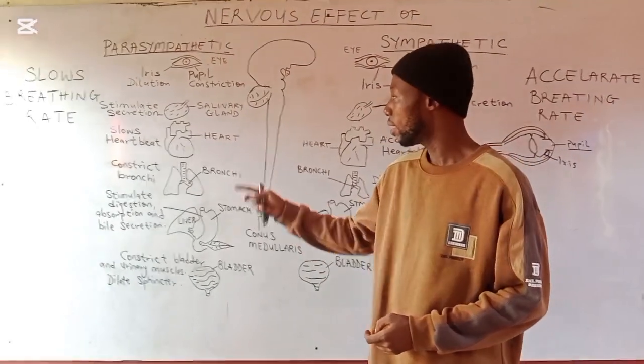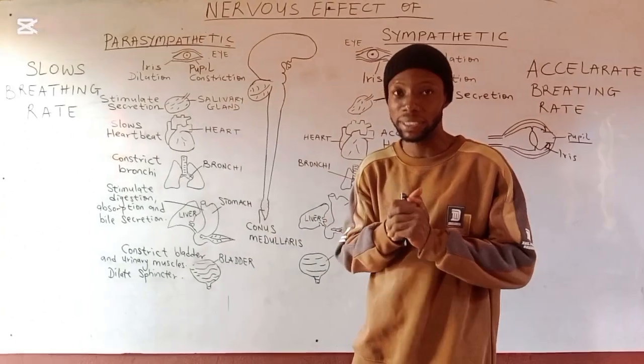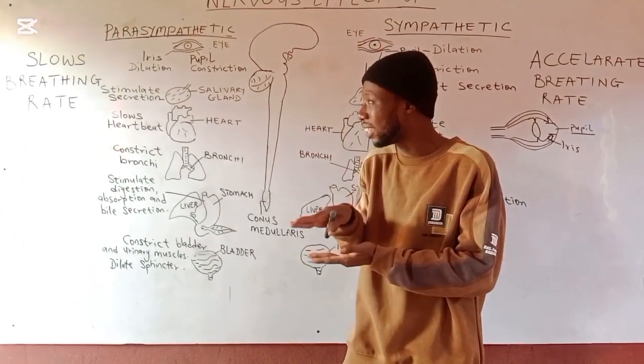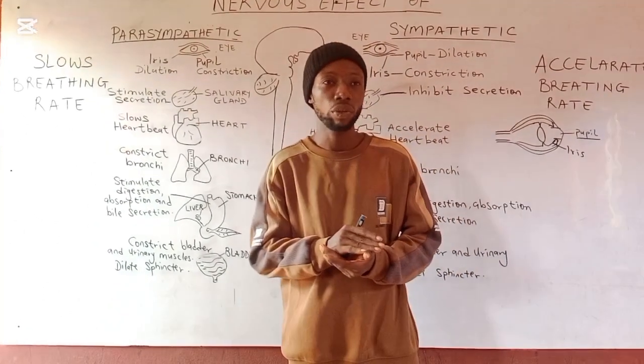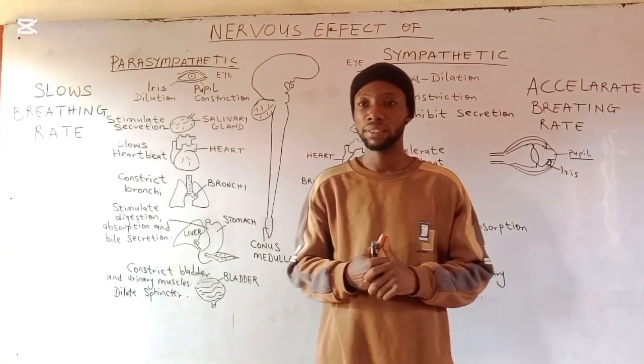So here the heartbeat reduces when you are sleeping. That is parasympathetic. It slows the rate of heartbeat, while the sympathetic increases the heartbeat.